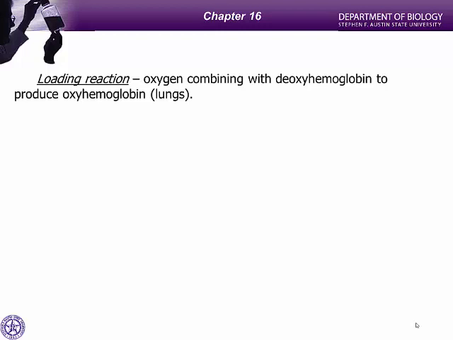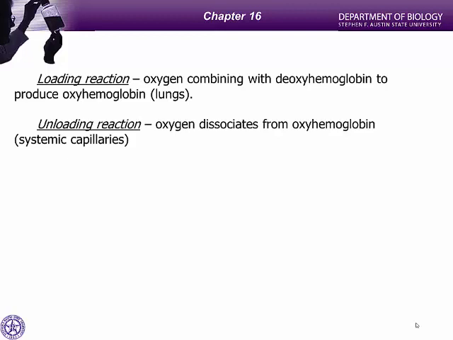Now, when we talk about transport of oxygen, we can load hemoglobin up with oxygen, and that's going to happen in the lungs. And do you remember what kind of respiration that is? That is external respiration. So oxygen loading happens during external respiration in the lungs. Now, the opposite, unloading, you're right, is internal respiration, where oxygen is given off to our tissues.